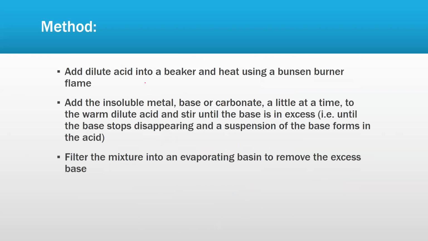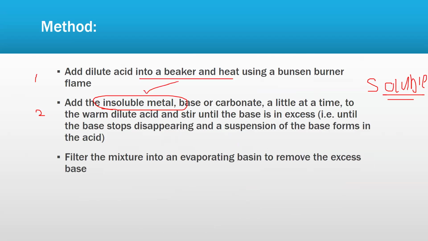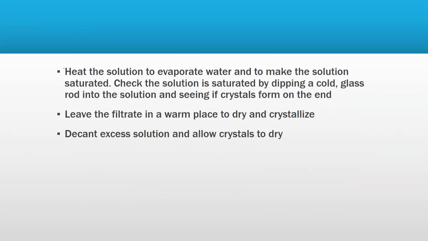So the method was to add dilute acid into a beaker and heat using a Bunsen burner. Then add the insoluble metal. What are we preparing? We are preparing soluble salts. For soluble salts, we need an insoluble metal, base or a carbonate, a little at a time, and then warm dilute acid, and stir until the base is in excess, until it stops dissipating and a suspension of the base forms in the acid. Then filter into an evaporating basin to remove the excess base.